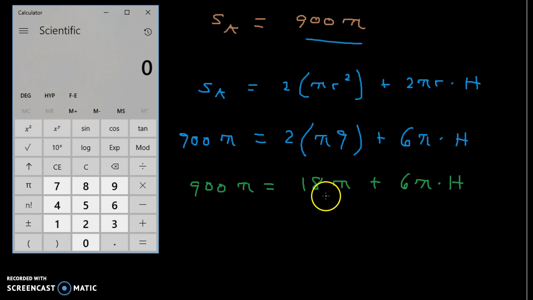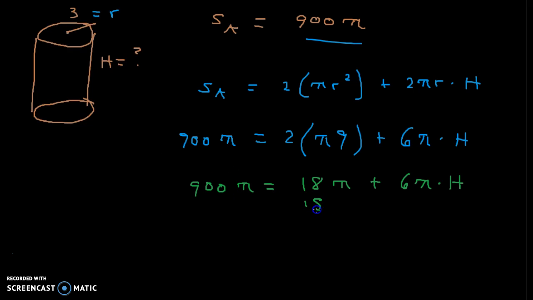Okay, so I'm going to take away 18 pi from both sides, and using my handy calculator, what's that going to be? 900 minus 18, I could have done this in my head, but I'm just old. There we go. So it's going to be 882 pi, right? So if I subtract 18 pi from both sides, that's going to give us 882 pi is equal to, see, this is gone now, we canceled that out, 6 pi times h. Okay. All right, we're almost done.